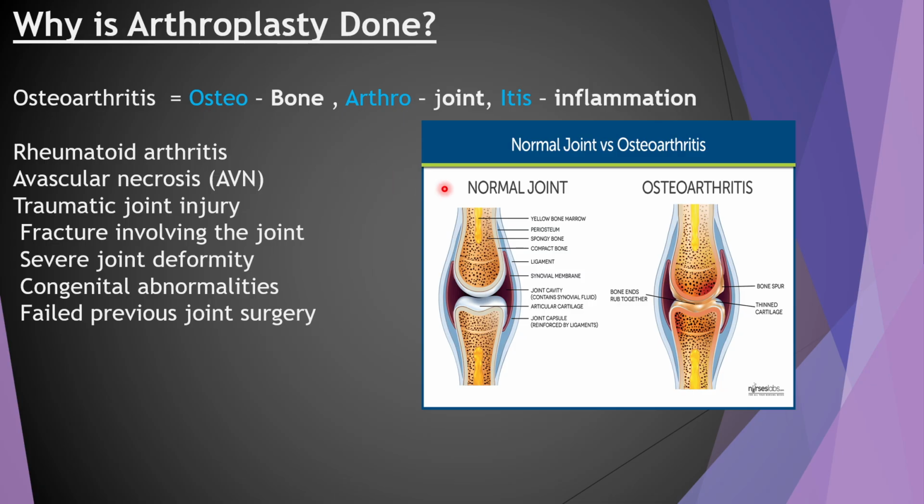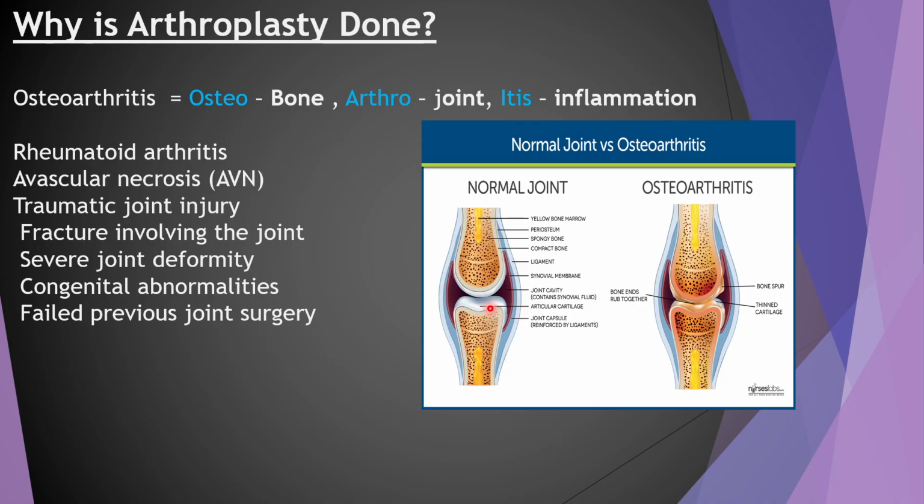Here you can see in the image a normal joint of the knee, and this is the osteoarthritis knee. In the normal joint there is articular cartilage. What is articular cartilage? It is a protective covering on the ends of the bones, and it allows the joint to move smoothly without any friction, and it acts as a shock absorber.